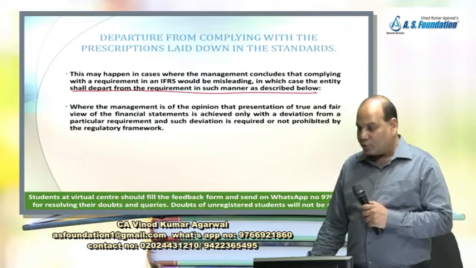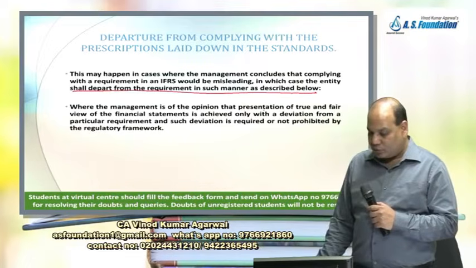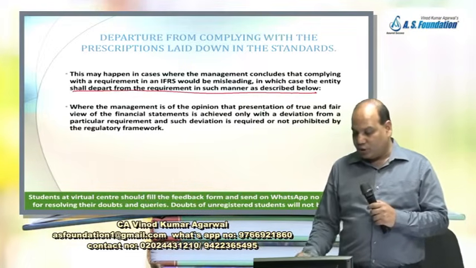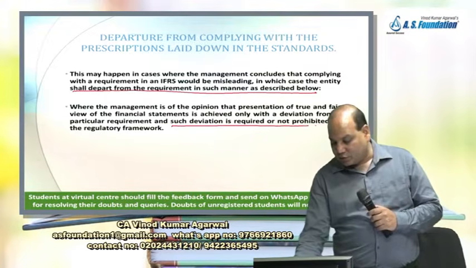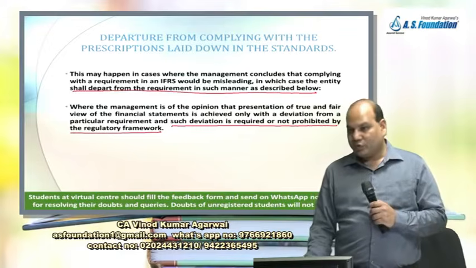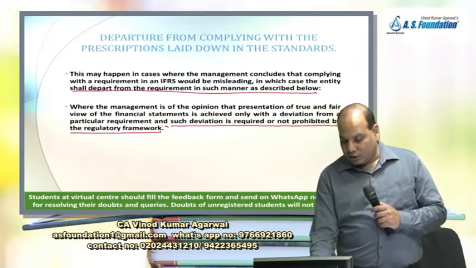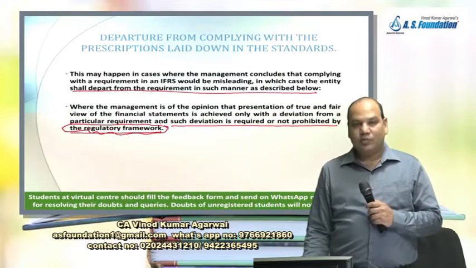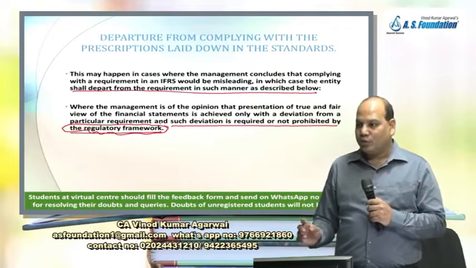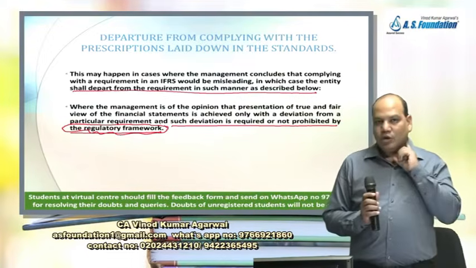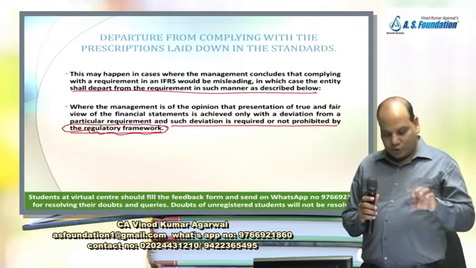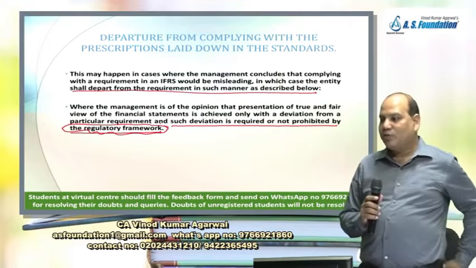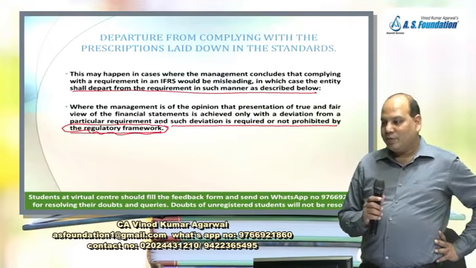Where the management is of the opinion that presentation of a true and fair view of the financial statements is achieved only with a deviation from a particular requirement, and such deviation is required or not prohibited by the regulatory framework. Now this line I need to explain. There are two types of situation. One, when the regulatory framework does not prohibit deviation. The law of the country does not prohibit deviation. Then you can deviate, subject to whatever disclosures I have written in situation 1 below, on the left side of the table.